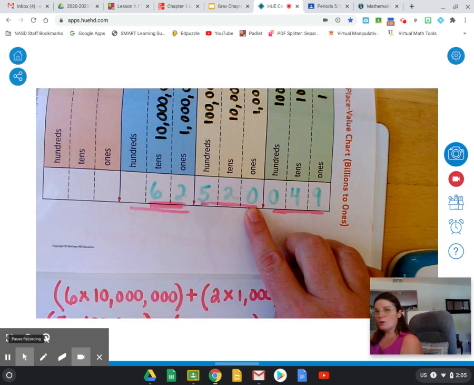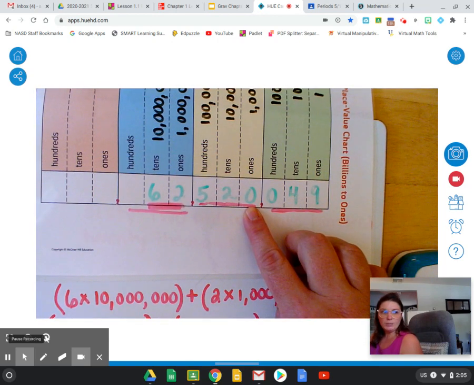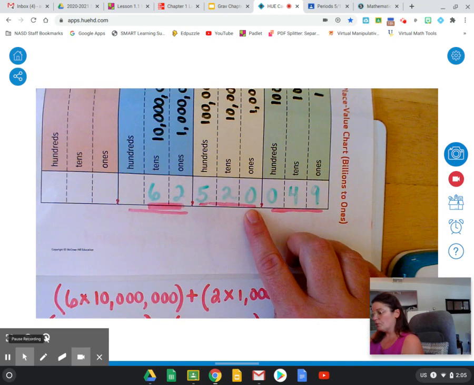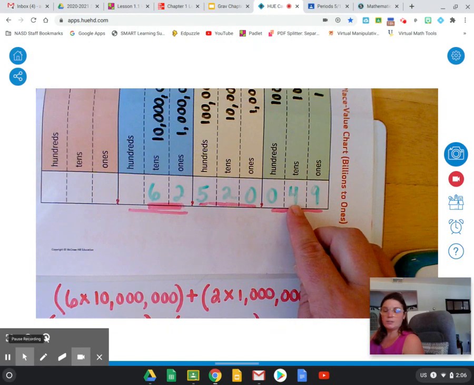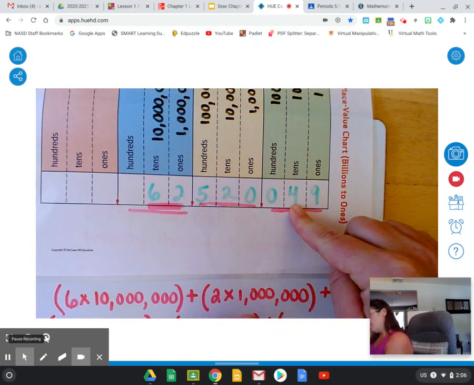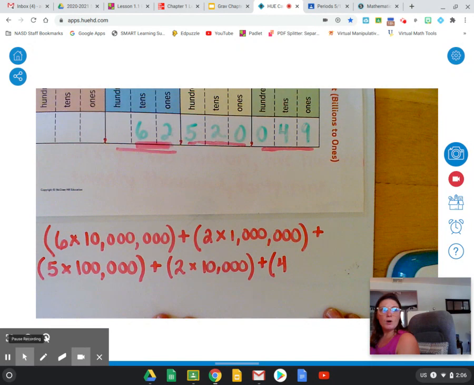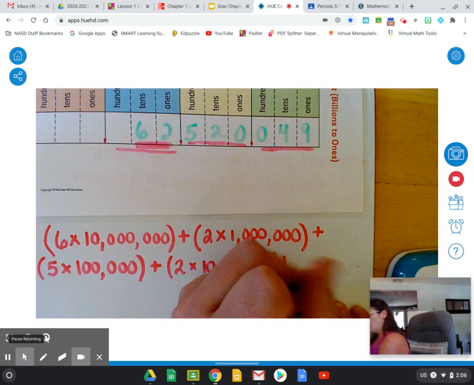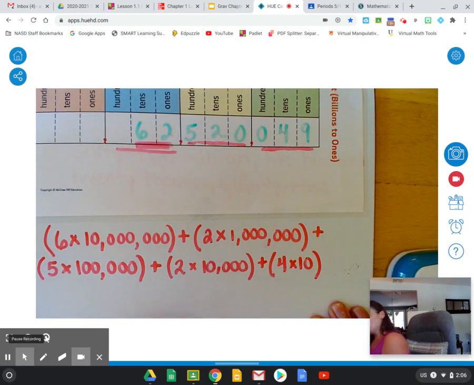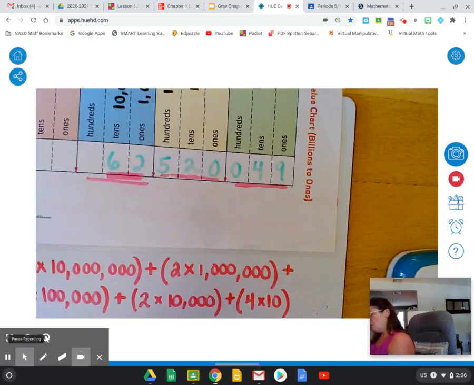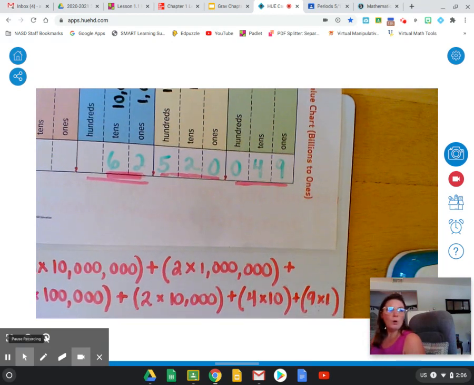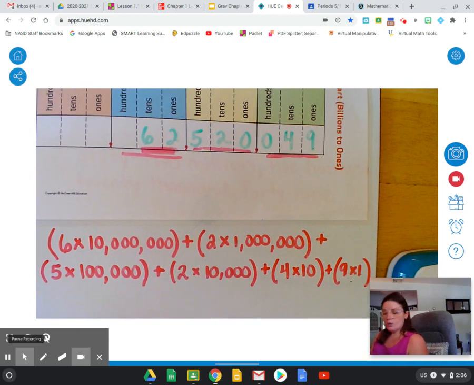When there's a 0 in your number, you don't have to write that in expanded form. So I can skip over the thousands, I can skip over the hundreds, and go to my next digit, 4. 4 is in the tens. So I do 4 times 10. And then 9 is in my ones. So I write 9 times 1. So there is the expanded form for that number.